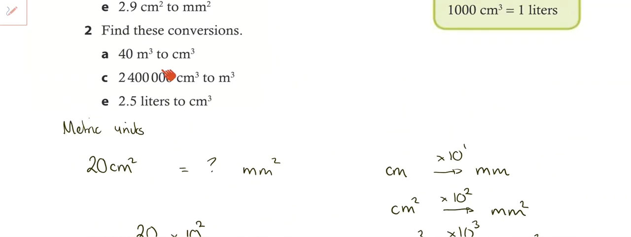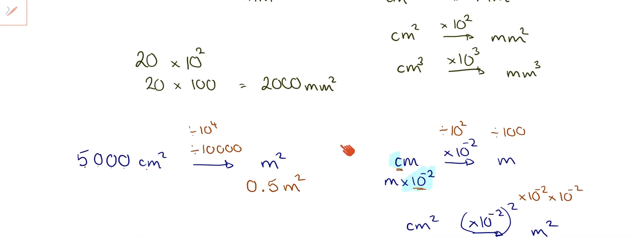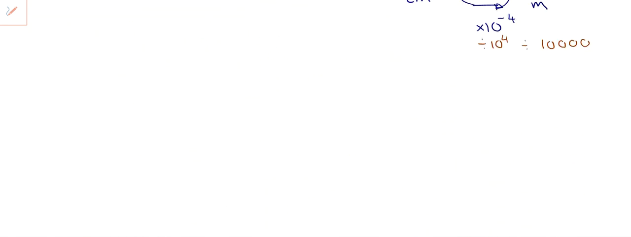One other one then, let's look at volume. All right, 40 cubic meters into cubic centimeters. I hope I'm giving you long enough to write it. I'm trying to talk while you're writing down. What did I say? 40 cubic meters into cubic centimeters. So I'm going to do the same thing again.